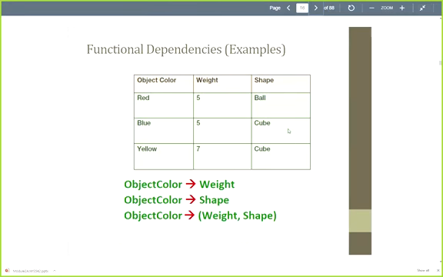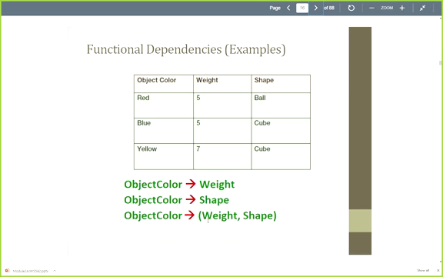In this case, we derive from the limited set of the sample or population we have the following relationship. Object color determines weight. Why does object color determine weight? If you look at the color, red 5, blue 5, yellow 7. So you can try this by trial and error. If I know blue, do I know the weight of the object? You look at blue, oh, it's 5, right?